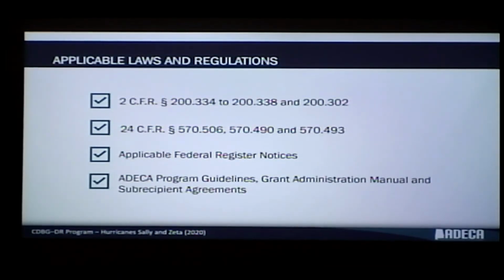And these are the applicable laws and regulations that you can follow. 2 CFR 233.4, 233.8, 233.02, and 24 CFR 575.06, 490, 493, and then you have your Federal Register notices and ADECA program guidelines, grant administration manual, and subrecipient agreements. And the grant administration manual, we're still working on that, but it should be completed in the upcoming weeks.